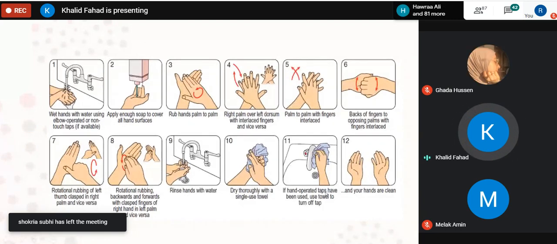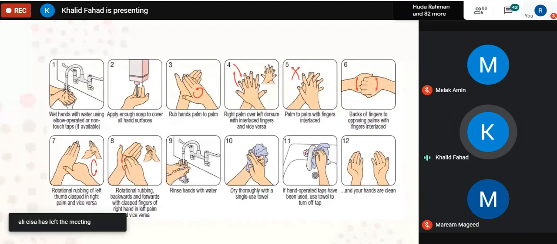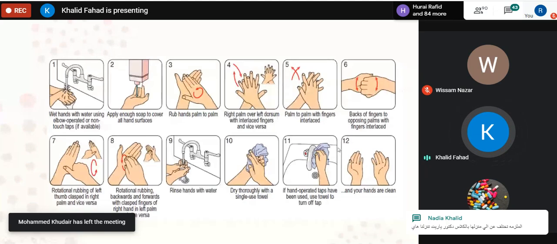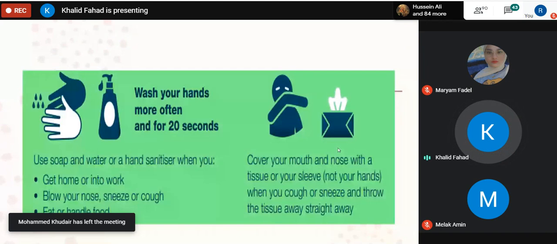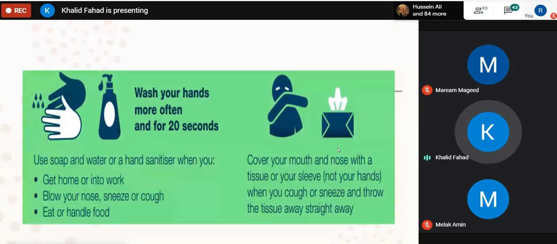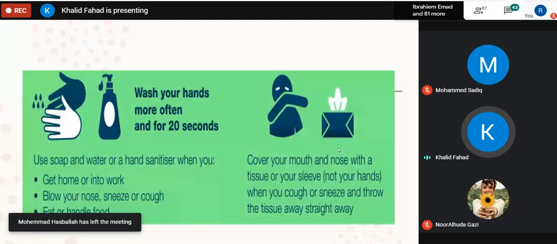If hand-operated taps have been used, use a towel to turn off, and you should not use your hand again to switch off the tap, because it will recontaminate your hands. So for the lay people, you have to wash your hands at least for 20 seconds. When you have to wash your hands: when you get home from work, when you blow your nose, sneeze or cough, before and after handling food.